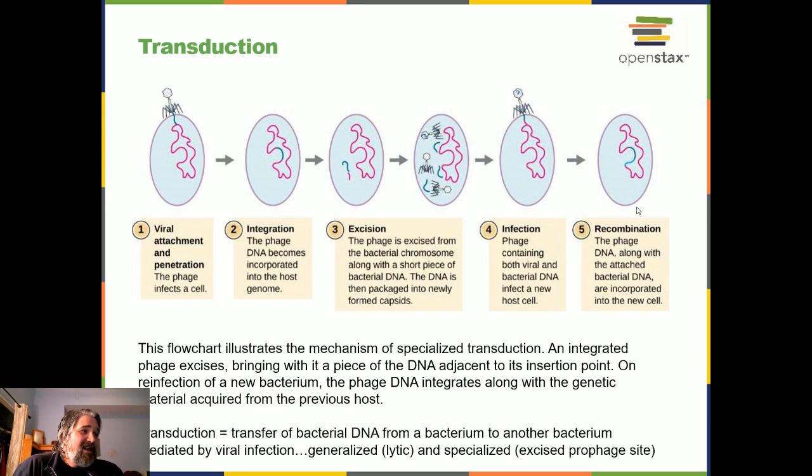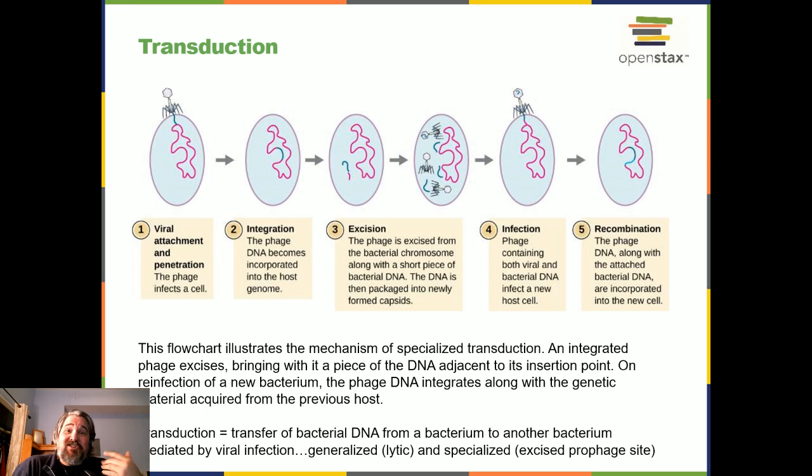The DNA undergoes recombination in the new cell and becomes incorporated that way. So this is specialized transduction. And it's specialized because there's a specific insertion point that the phage will get inserted into in the new cell. That recombination will be based on the homology of the bacterial segments attached to the virus. So overall, the definition of transduction is the transfer of bacterial DNA from one bacterium to another that's mediated by viral infection.